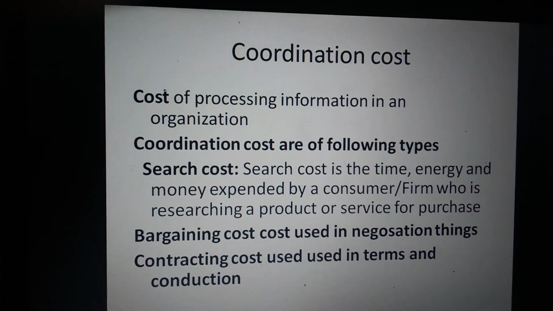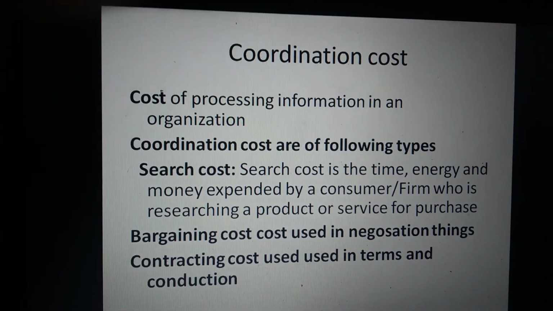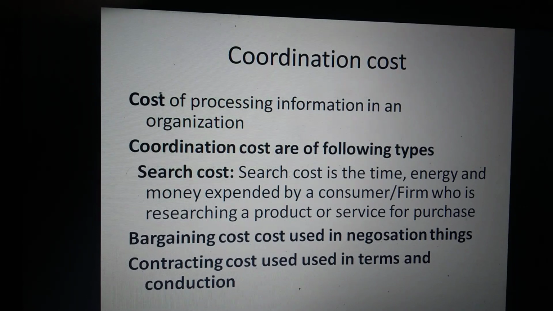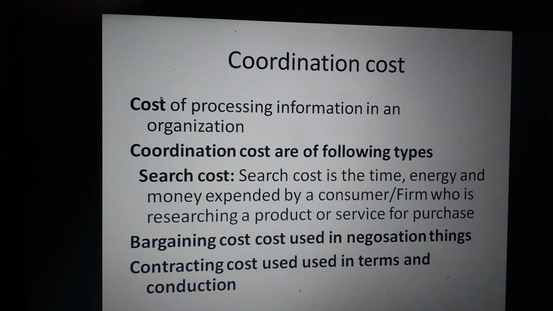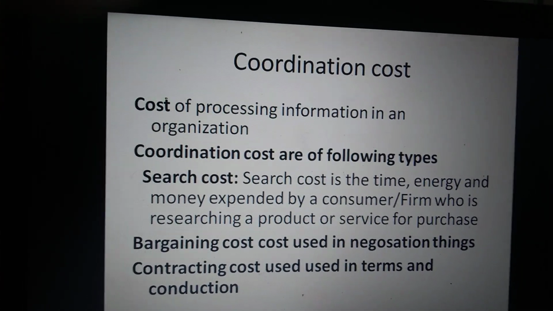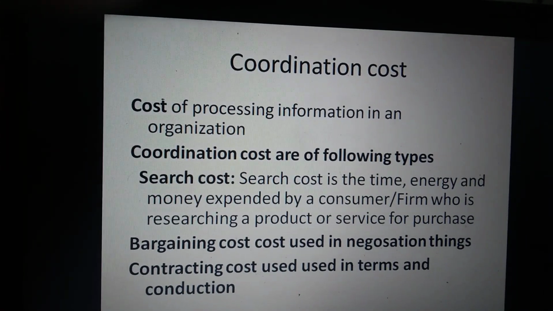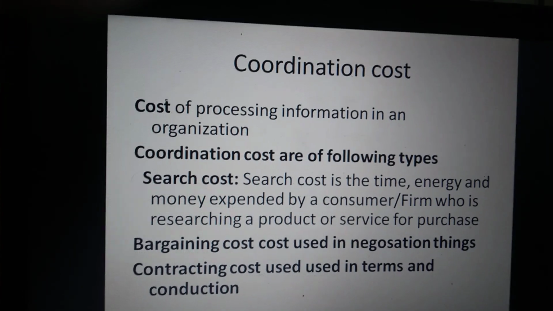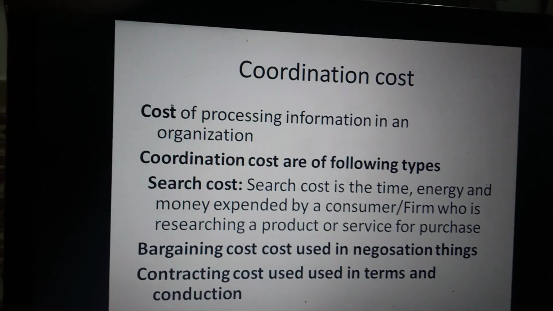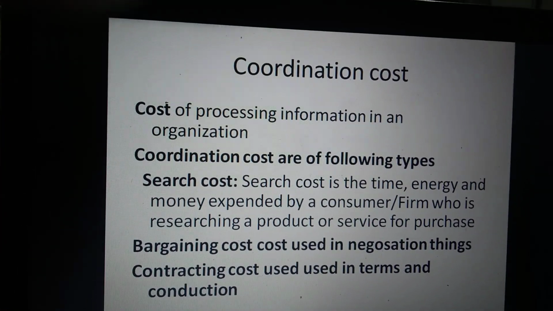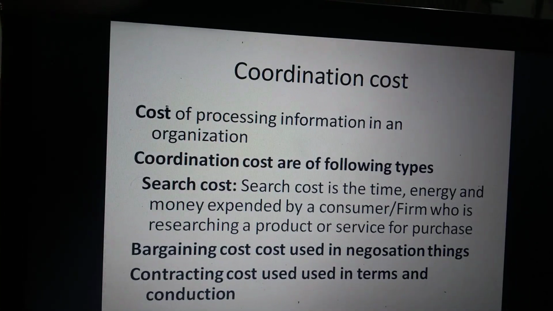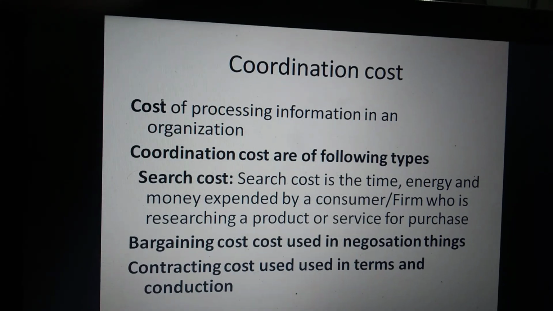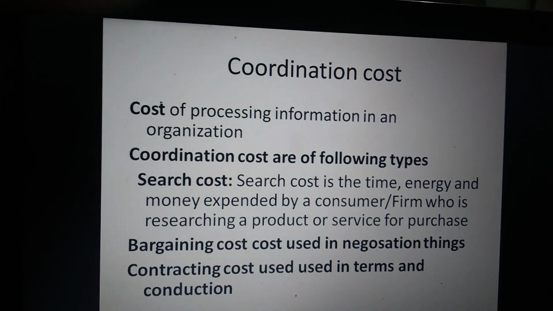Next is bargaining cost. Bargaining cost is also known as negotiation. We negotiate about things. Suppose I want to buy a mobile phone, I will also compare the price online. Let me give another simple example: if I want to buy a shirt from a retailer, I will go and there's a price written as 700. I will start bargaining: no, I will give this much. After that bargaining is done, that's called bargaining cost. How much the bargain goes up and down, the negotiation over the things.